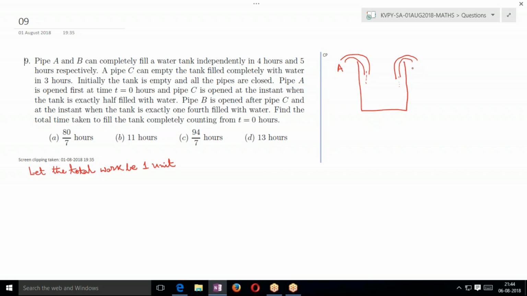But pipe C actually releases water. From here, through pipe C, the water is getting released. But the rate of flow of water by A and B, if both are open, is more than C. So definitely, eventually the tank will get filled up, but it will take time. Why will it take time? Because pipe C is also open, which is releasing the water, but it will eventually get filled up.